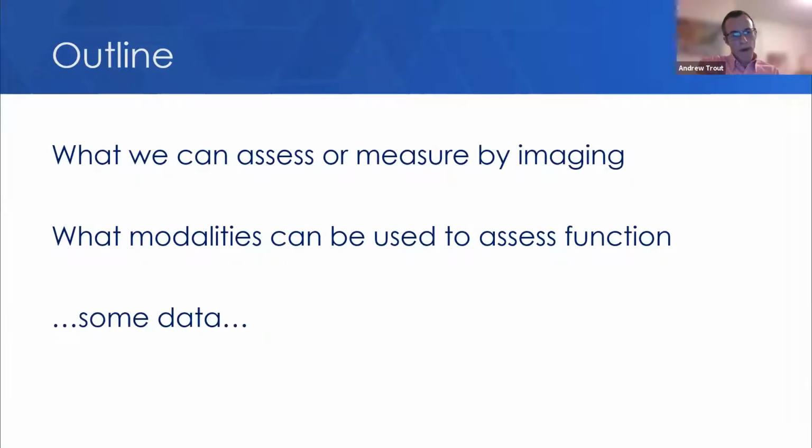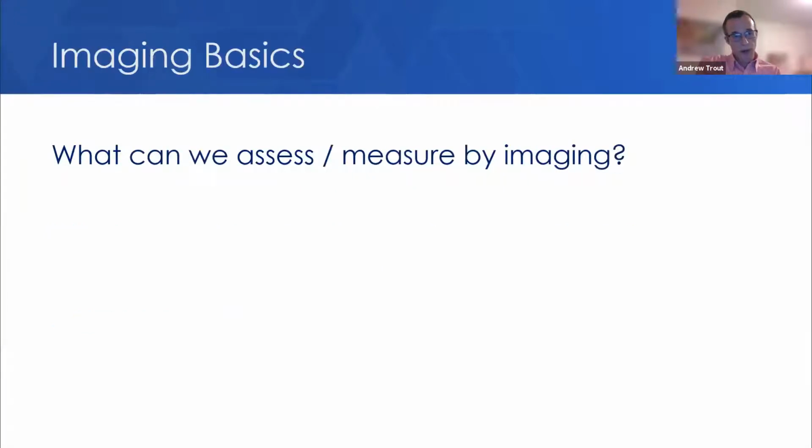So by way of an outline for what we're going to go through in the next 20 minutes or less, talk first about what we can assess or measure by imaging that can be linked with pancreatic function, both endocrine and exocrine, and then what specific imaging modalities we can use to assess function both directly and indirectly. And then we'll talk a little bit about some of the data that currently exists out there in the literature. Obviously, we don't have time to go through everything here.